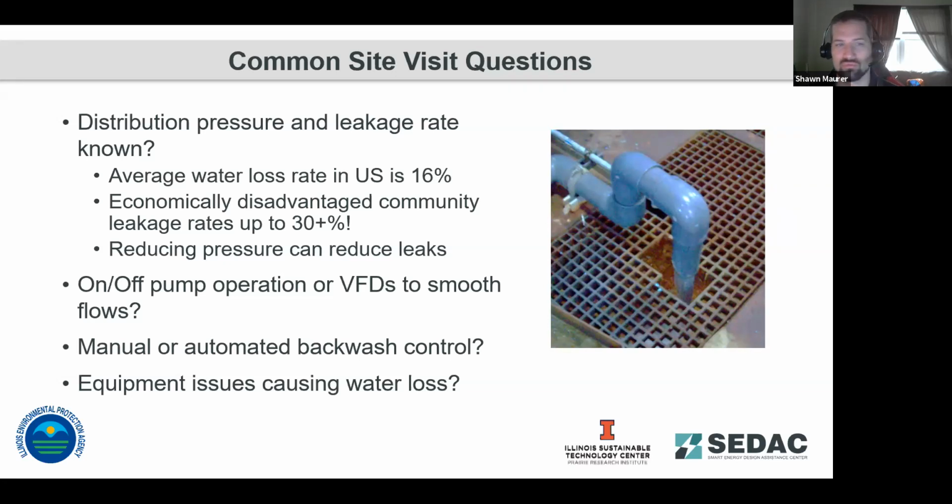So we'll be looking at, if your operating pressure is particularly high, we see this a lot in communities that have large elevation shifts. The lower elevations tend to have higher pressures. Is there a way to look at reducing that pressure? And that will thus reduce how much leakage goes out of that distribution system.